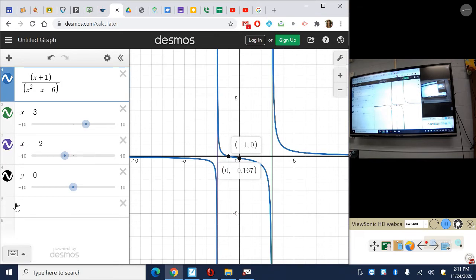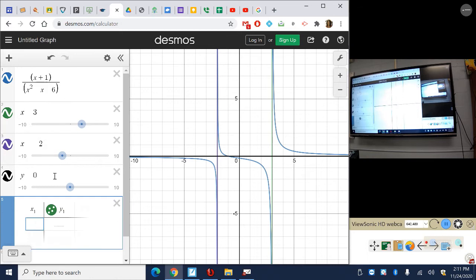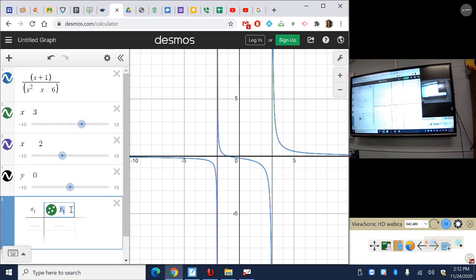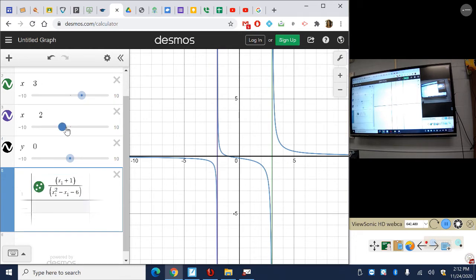Okay? Now I want to go ahead and make an XY table. So I'm going to hit the plus table, copy this graph, and paste it in place of y1. And every place you see an x, you're going to put the 1 in the numerator and in the denominator, and hit enter. Now, remember, we have to go to the left of our vertical asymptotes, between our vertical asymptotes, and to the right of our vertical asymptotes.